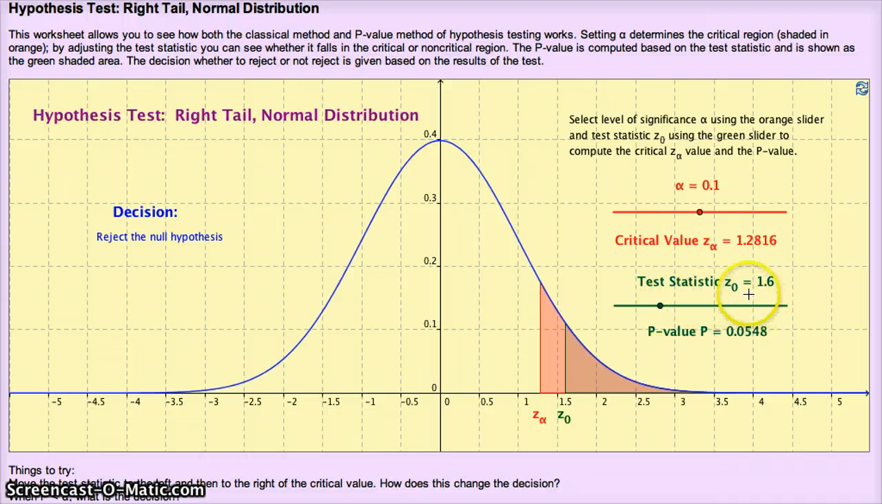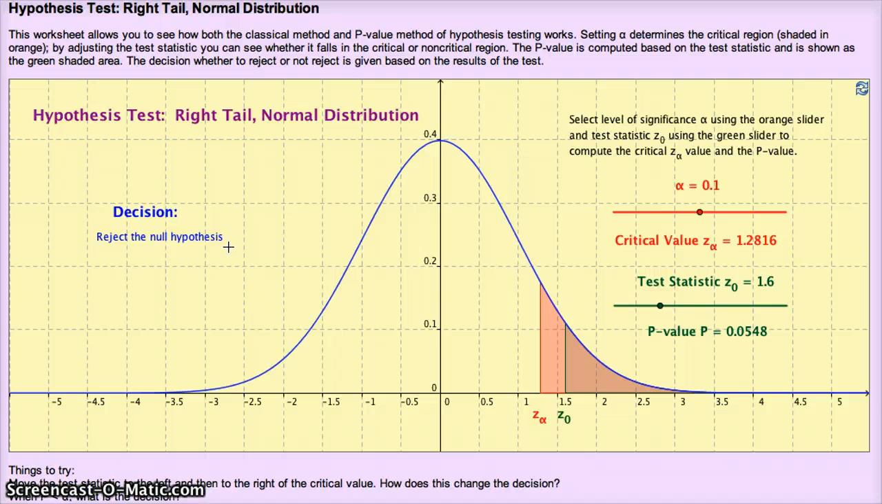And what I did was to compare the location of the test statistic, which we got from our sample, to the critical value, which we got from alpha. Okay, so that's a critical value method of doing a hypothesis test. So you take your sample, you compute your test statistic, and you see, is it to the left or smaller than the critical value, in which case I'm in the non-critical region, or is it greater than the critical value, which puts it in the critical region, in which case my decision is to reject the null hypothesis.